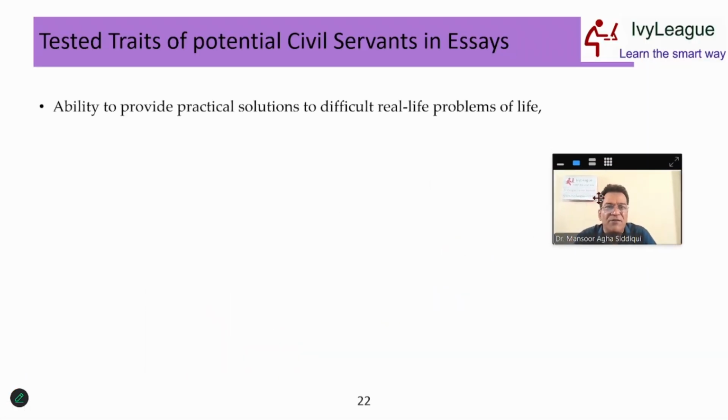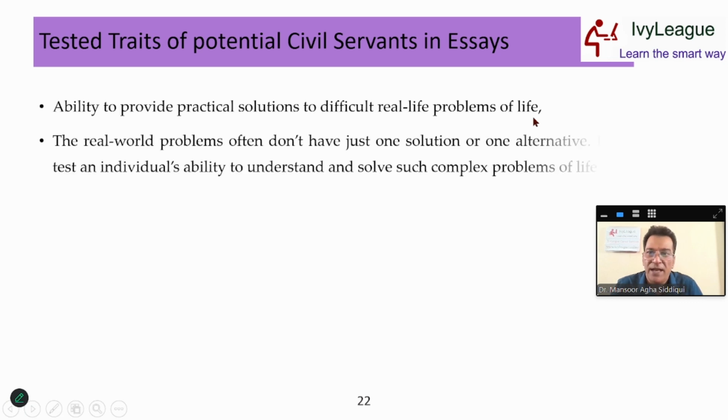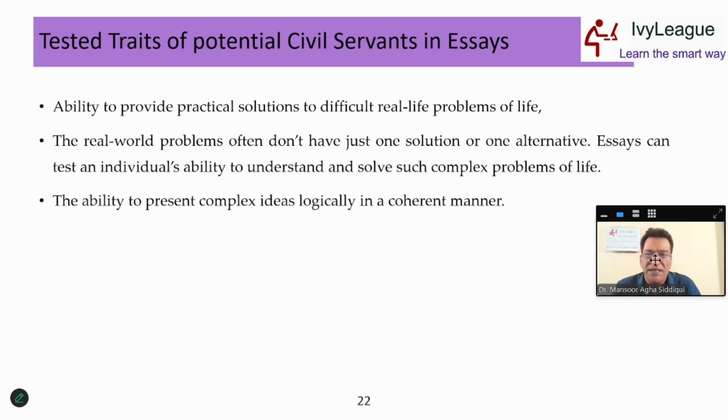So if I look at what are the traits of potential civil servants in case of essays, they need to have the ability to provide practical solutions to difficult real life problems. And real world problems often do not have just a single solution or just a single alternative. Essays can test an individual's ability to understand and solve such complex problems of life. So these are more complicated questions which are asked in case of essays as compared to your questions which appear in case of GS paper 1, 2, 3, 4 and the optional papers. They test your ability to present complex ideas logically in a coherent manner, which can be understood easily by people in a rational or logical manner.